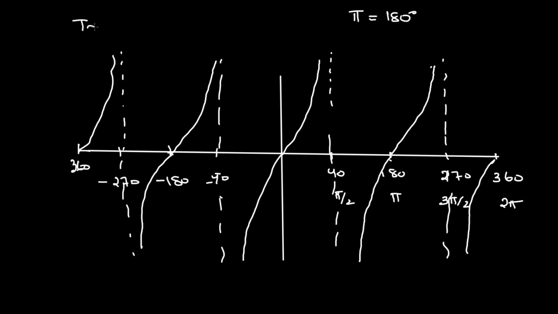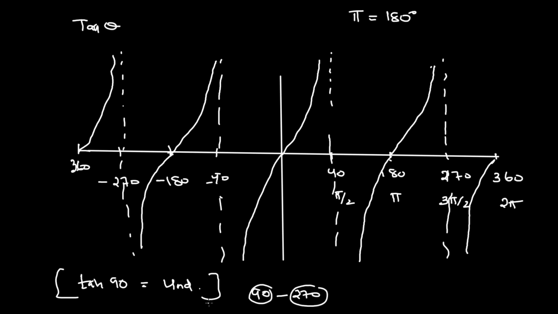So this is the graph of tan theta. What is the main thing that we need to know? Remember, we said that tan 90 gave us undefined. So 90 is at 90. It will miss 180, it goes to 270. These two are where we're going to find the undefined areas.